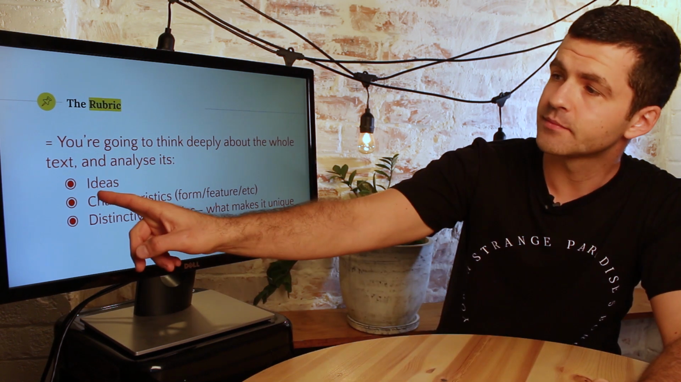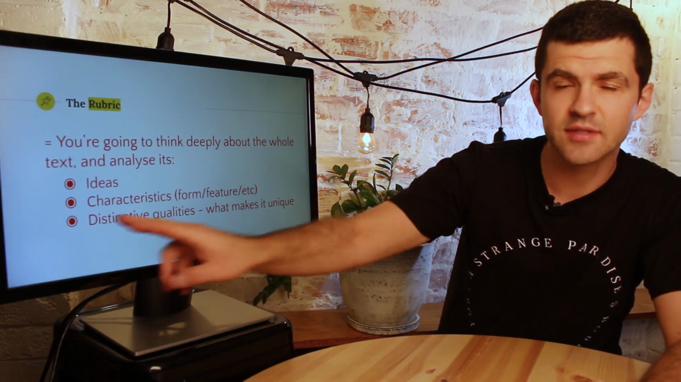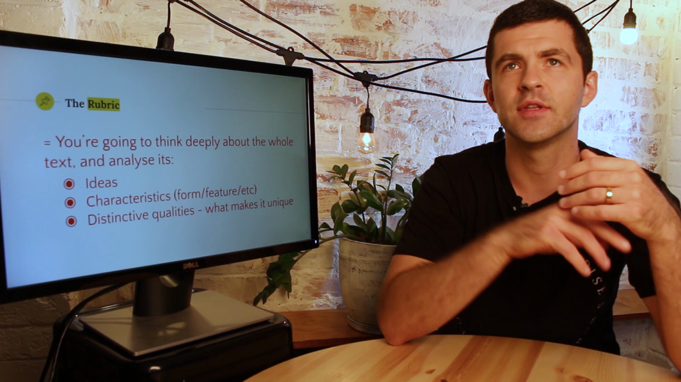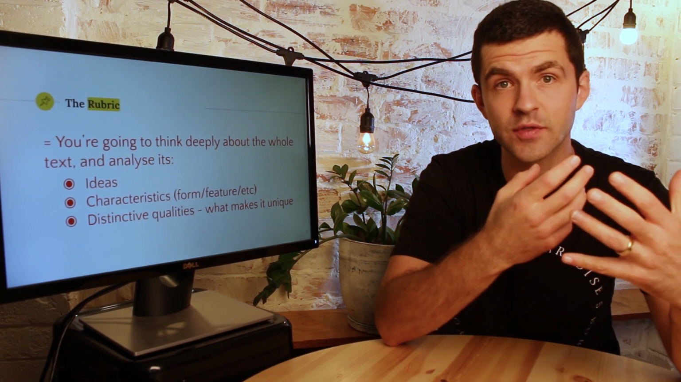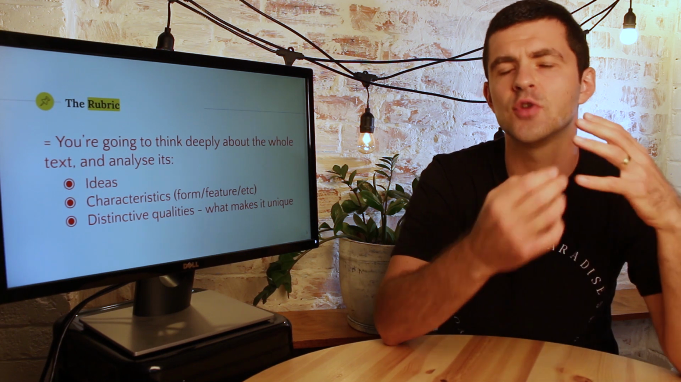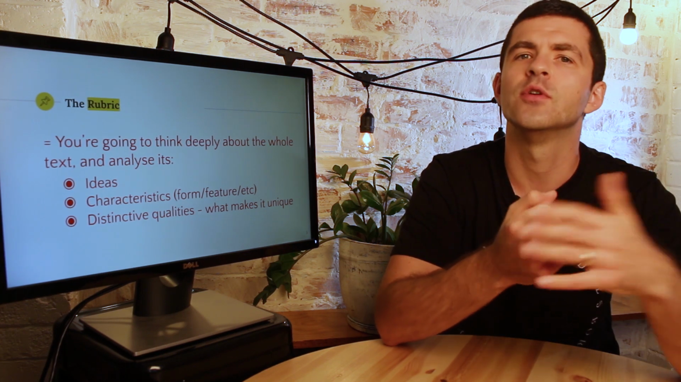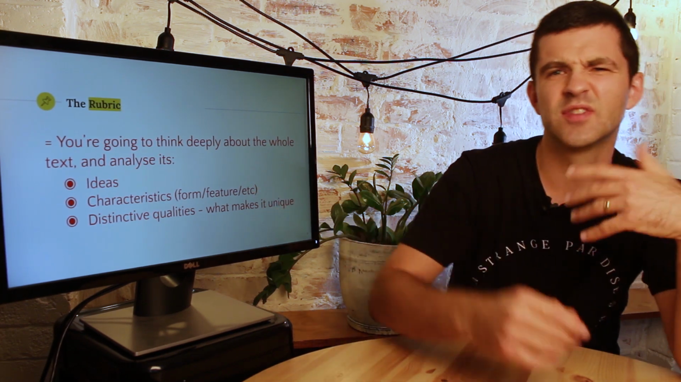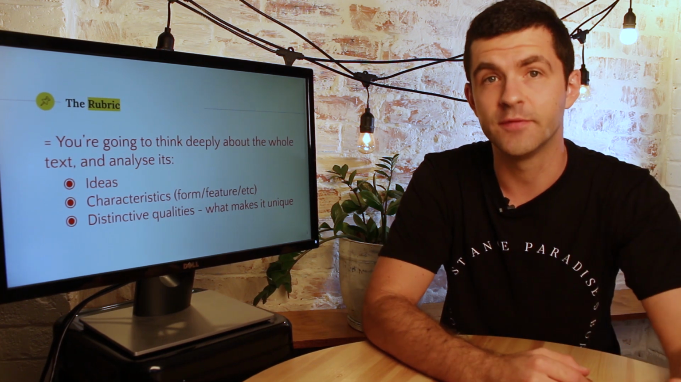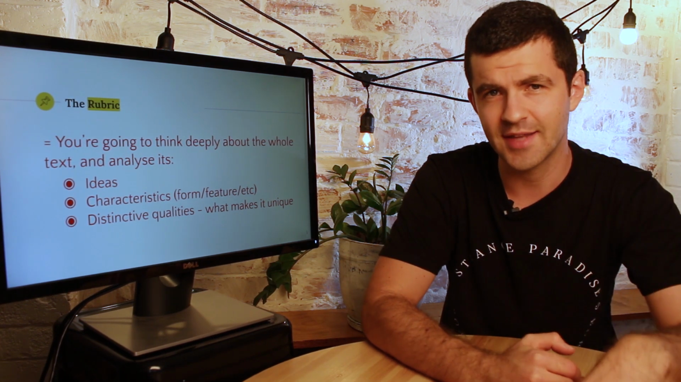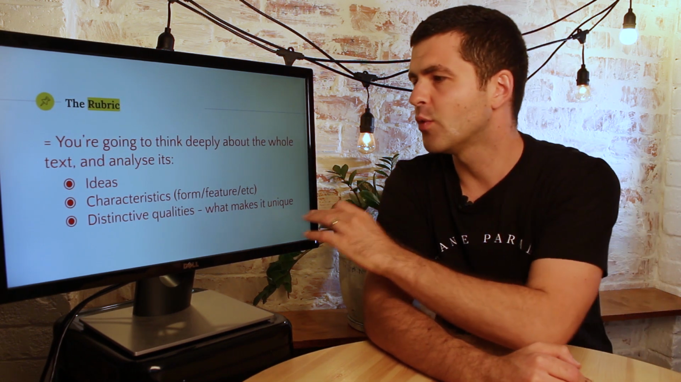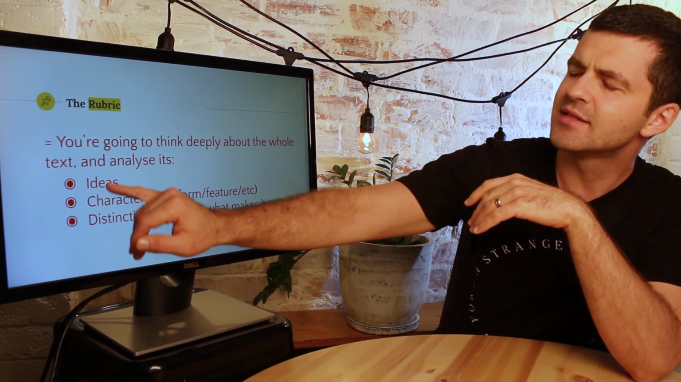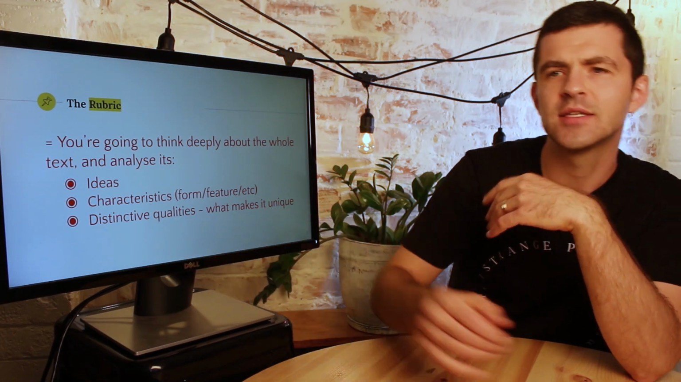The ideas, its characteristics, things like the form, so the kind of text that it is and the way that kind of text has been used. For example, in film, there are certain things that you're going to do that you wouldn't do in a book. And features, so stylistic features, language or visual features and so on. So getting into that technical level of how things are put together. And the distinctive qualities, that's how do these things add up to make something unique.